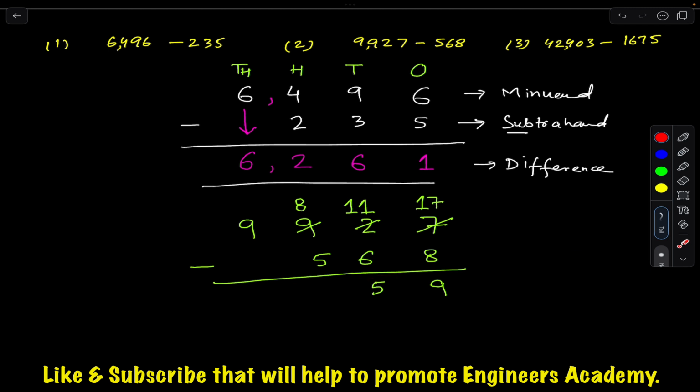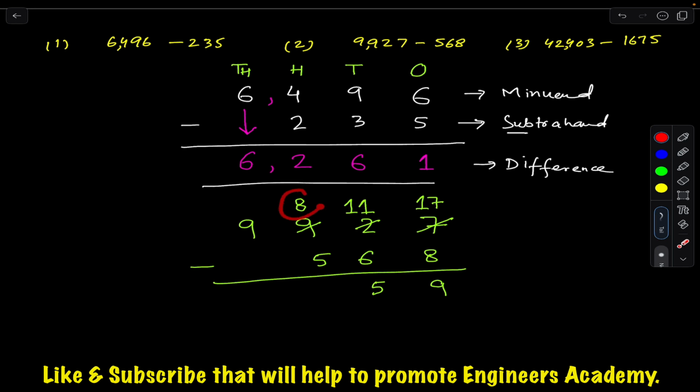So you guys do not go into the detail. Just borrow a number from this 9, right? This 9 is at the place of hundreds. So we are left with 8 hundreds, and here we were having 110. So here we will have 11 tens. So now 11 tens minus 6 tens, we get 5. So 11 minus 6 is 5.